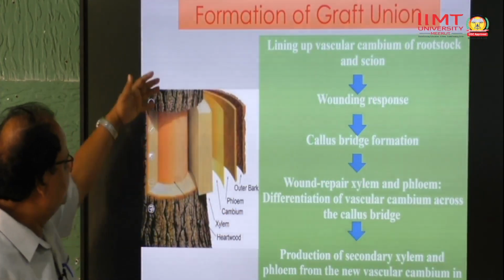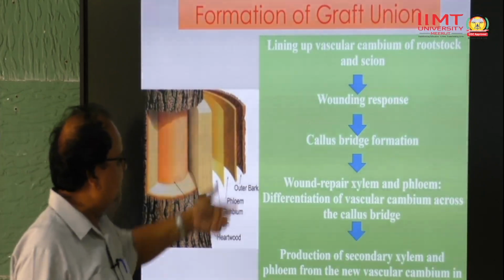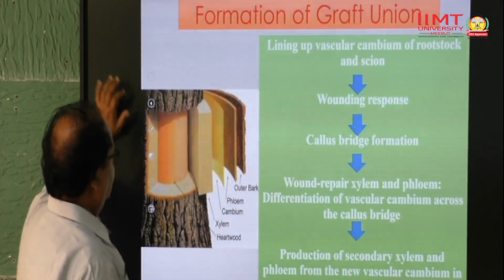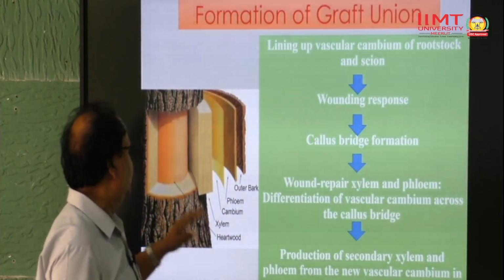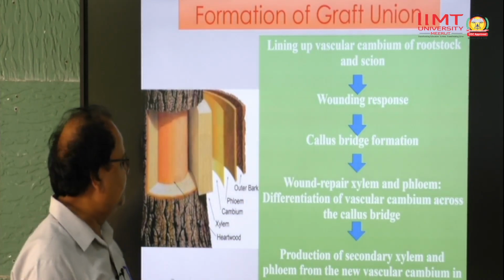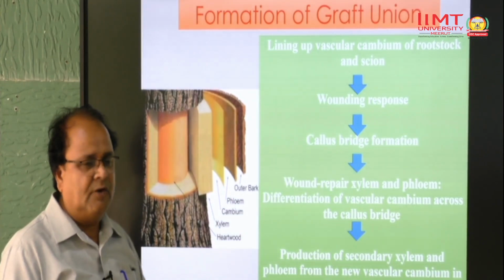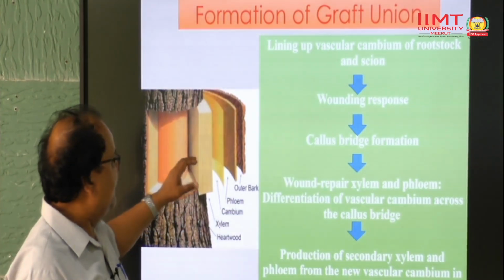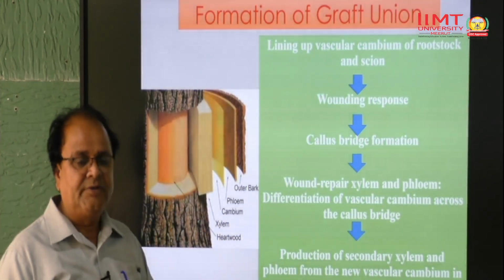Here you see the different anatomy of the stem. This is the outer bark, phloem, cambium, xylem and hardwood. At the time of grafting, every horticulturist has to see that the rootstock and scion are of equal size and equal width, so that they are compatible and the xylem and cambium unite with each other to form a new plant.